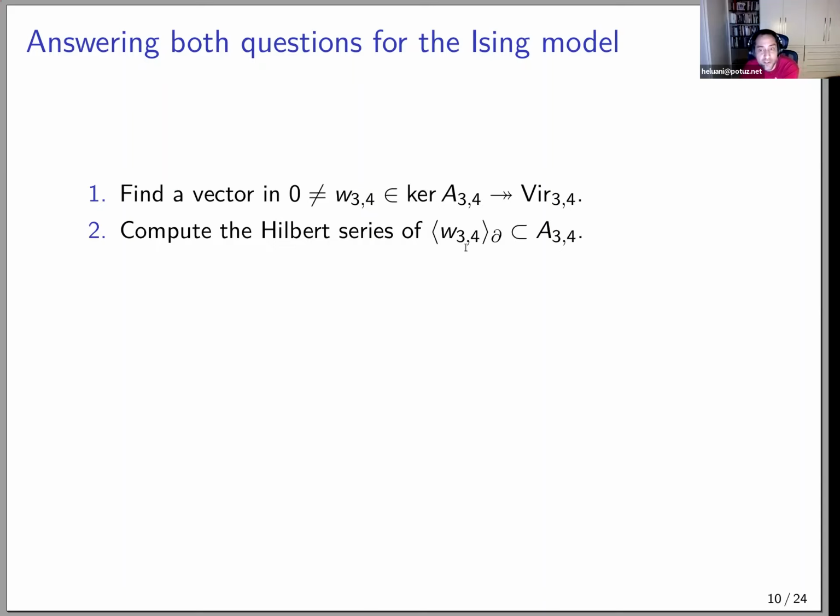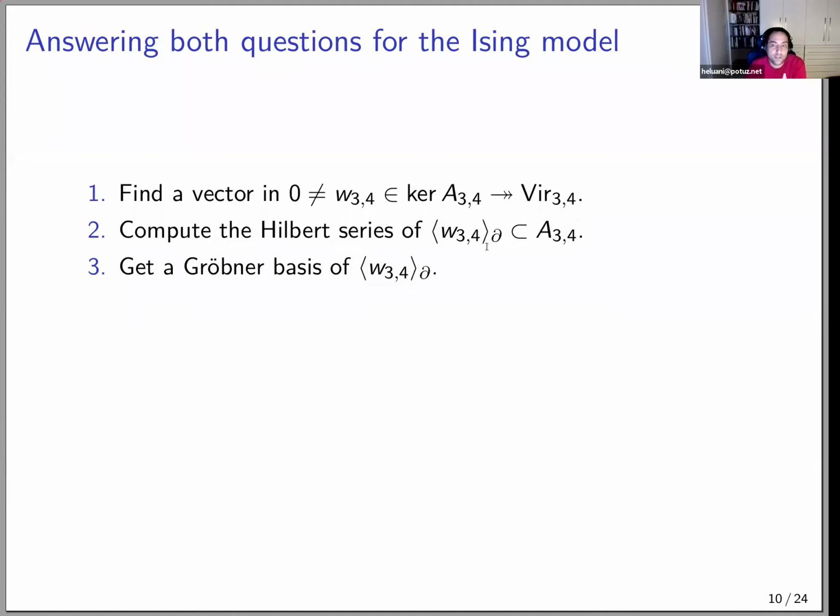Then you compute the Hilbert series of the ideal generated by that vector. Again, you do this with a computer. We computed it up to energy 200, and we checked that that Hilbert series coincides with the Hilbert series for the Virasoro one. So we figure, okay, that vector has to be the unique vector that generates that kernel plus all of its derivatives.